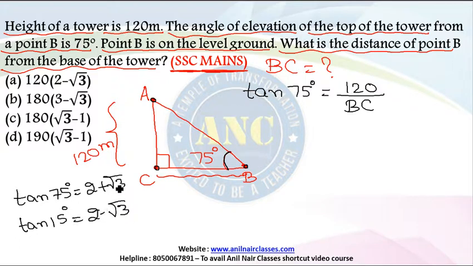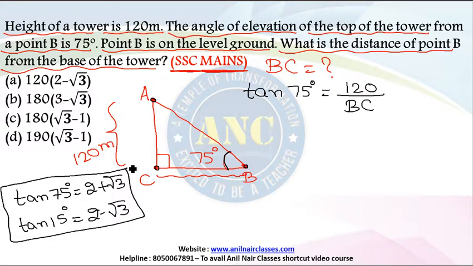Tan 75 is nothing but tan of 45 plus 30. Tan of 45 plus 30 is tan of A plus B, which is tan A plus tan B divided by 1 minus tan A tan B. If you simplify, you will get 2 plus root 3. Not too many calculations are involved. Anyway, I told you to remember the tan 75 value when I took the trigonometry class. It is 2 plus root 3, tan 15 is 2 minus root 3.